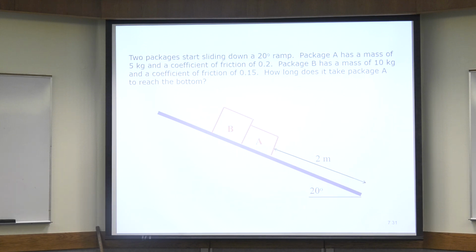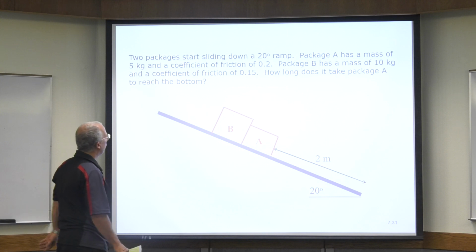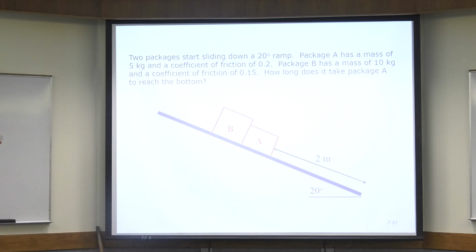Two packages start sliding down a ramp. Package A has a mass of whatever and coefficient of friction 0.2. Package B has a mass of whatever, coefficient 0.15. How long does it take package A to reach the bottom?